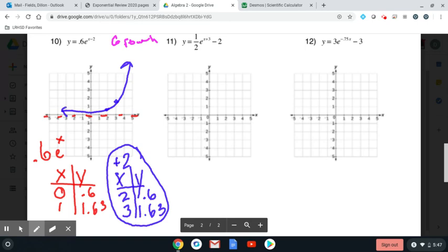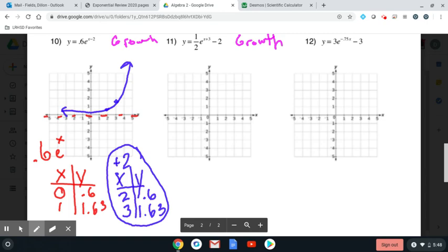Okay, let's look at number 11. All right, so number 11 is really similar. So the first thing you want to think about is whether you have growth or decay. Since in front of your x is technically a +1, even though you don't see it, this should look like a growth graph as well. I don't know why it's not letting me write. All right, there we go. Okay, so this should look like growth.